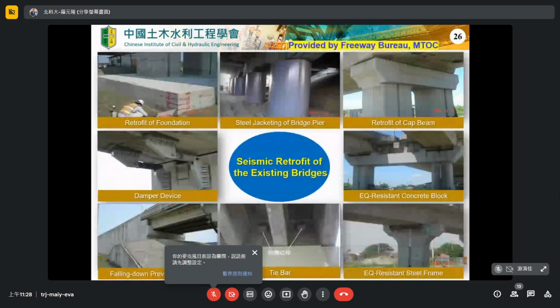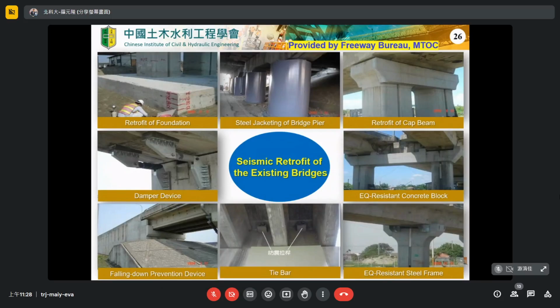After the Chichi earthquake, the Highway Bureau and Expressway Bureau engaged in how to make proper seismic retrofit and evaluation of the existing bridges. This slide shows some ways that we have used. The first one is retrofit of foundation. The second is steel jacketing of bridge piers and cap beams, use of damper devices, earthquake resistant concrete blocks and steel frames. We use tie bars to prevent the deck from falling down, and also falling down prevention devices.